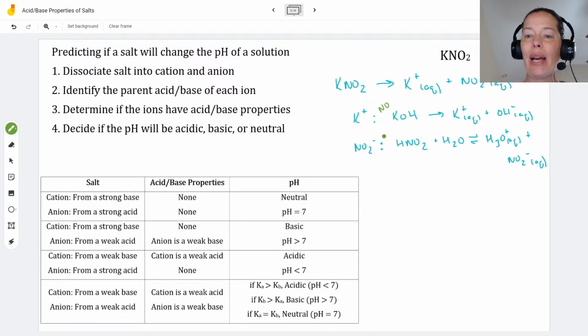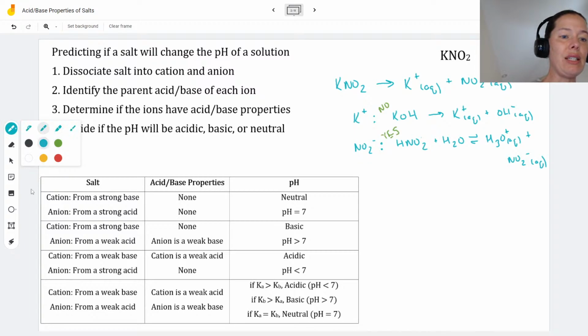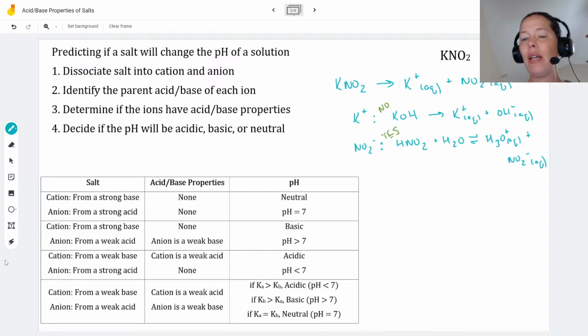So I'm going to go back here and write yes, that's kind of a funky E. So my potassium does not contribute anything to acid-base properties, but my nitrite, because it comes from a weak acid, does contribute to the acid-base properties of this salt. Okay, so what that also means is I can write, let me write the reverse reaction here.